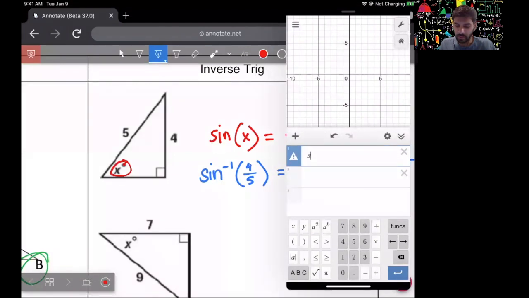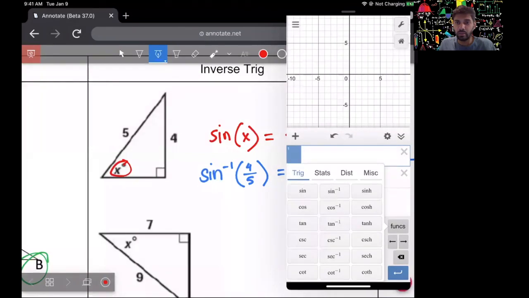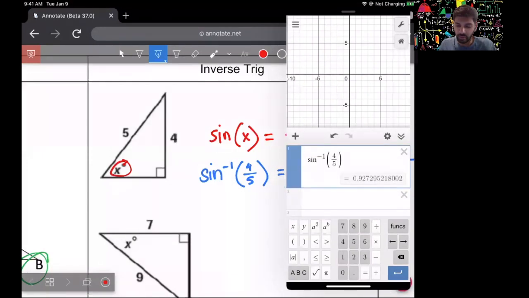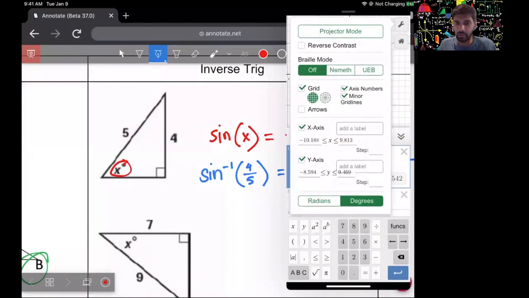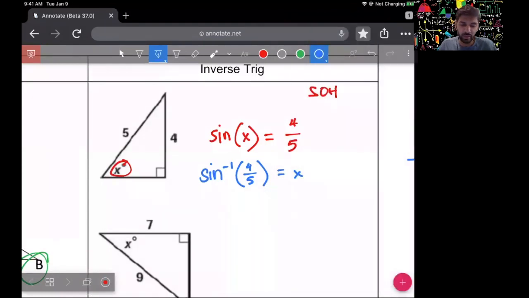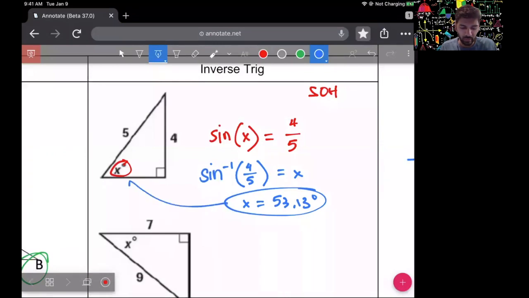What I'm going to do is find sine inverse, sine with a -1 on it, and inside the parentheses, I'm going to put 4 over 5, just like I wrote. In the settings, we're going to have to change to degrees mode. Make sure you have degrees highlighted in green. Now if I go back to my screen, notice how I have 53.13. That's the measure of that angle. So here I'm going to put x is equal to 53.13 degrees. That's that angle right there.